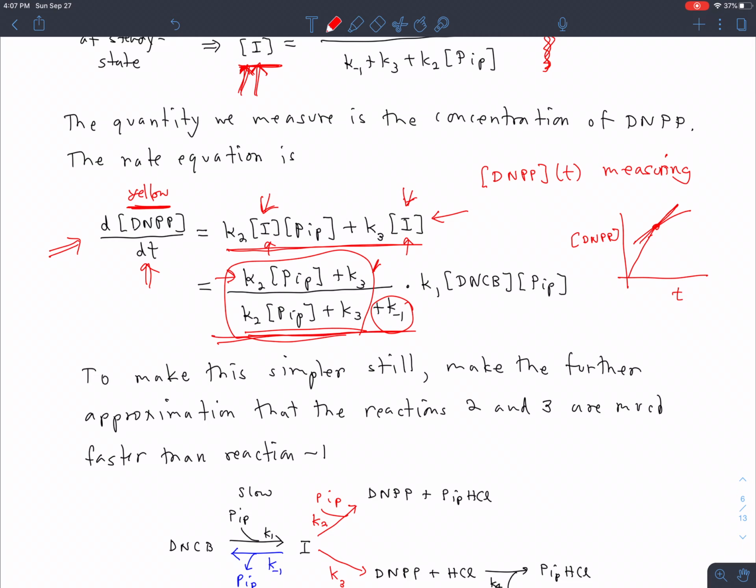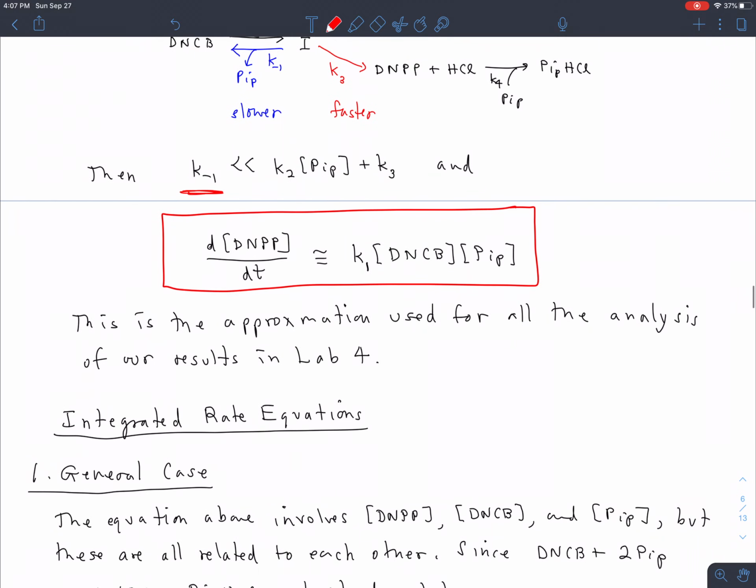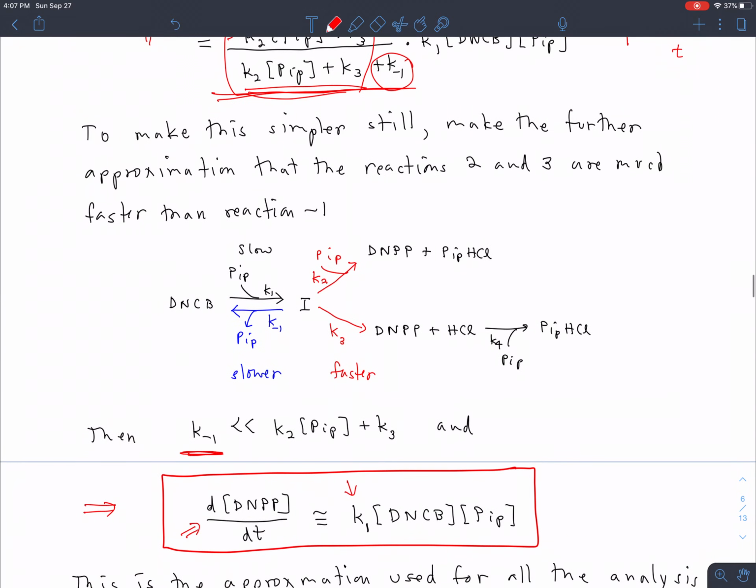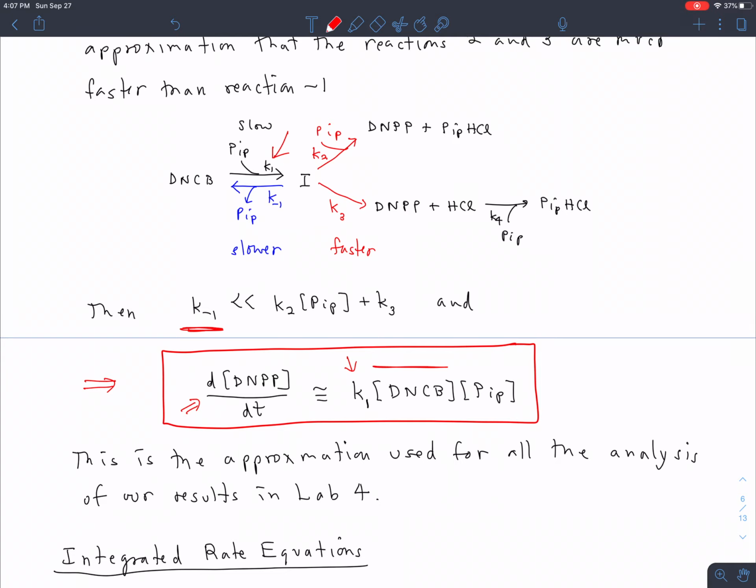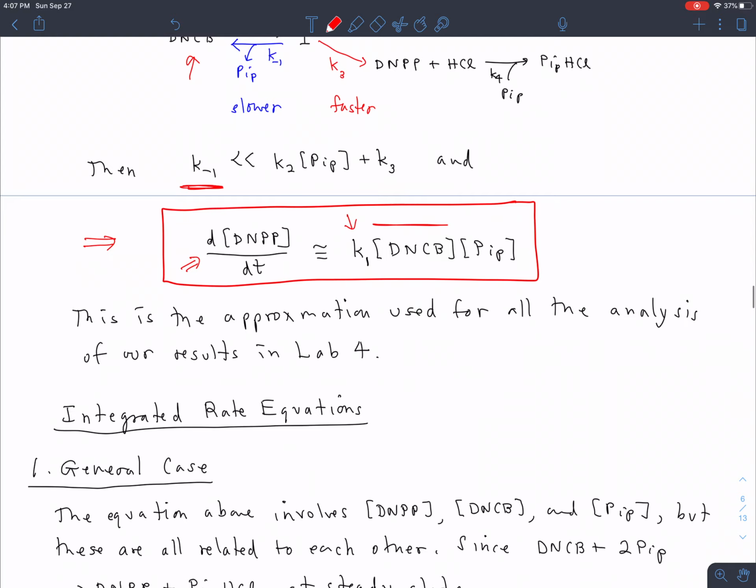That means this whole term becomes a 1, and we get, finally, that with these approximations, the rate of appearance or disappearance of DNPP, the yellow product, is approximately equal to just one rate constant, K1, and it's this rate constant right here. It's the rate constant for the formation of the intermediate, is proportional to just the concentration of the two reactants, DNCB and piperidine. That's now a pretty simple system.